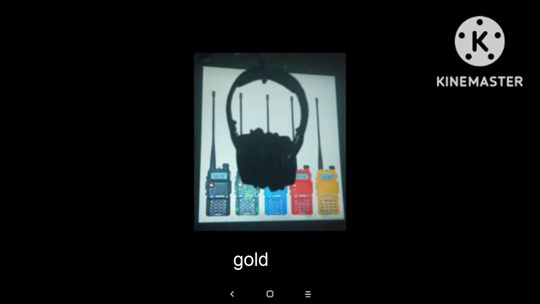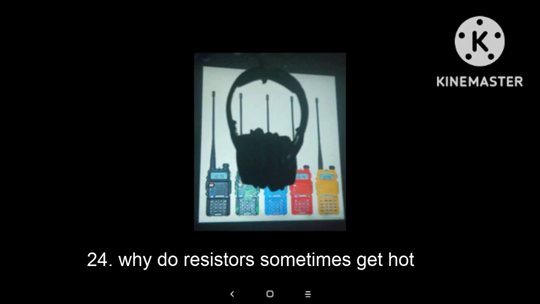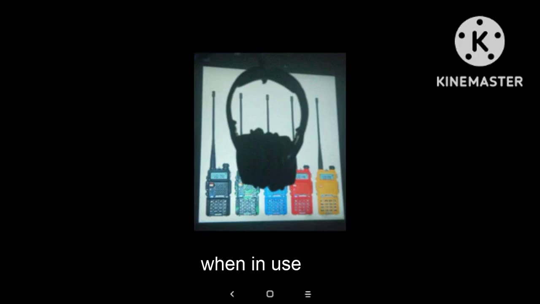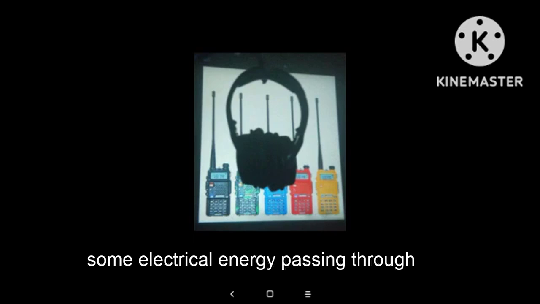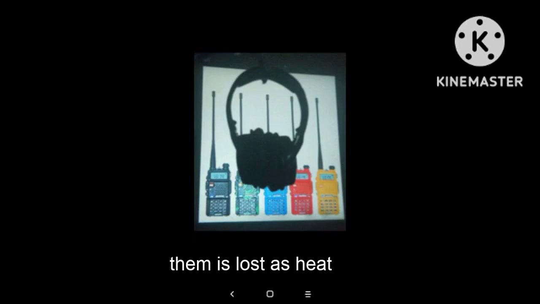Glass, air, plastic, porcelain. 24. Why do resistors sometimes get hot when in use? Some electrical energy passing through them is lost as heat. 25. 6.6 kilovolts is equal to 6,600 volts.